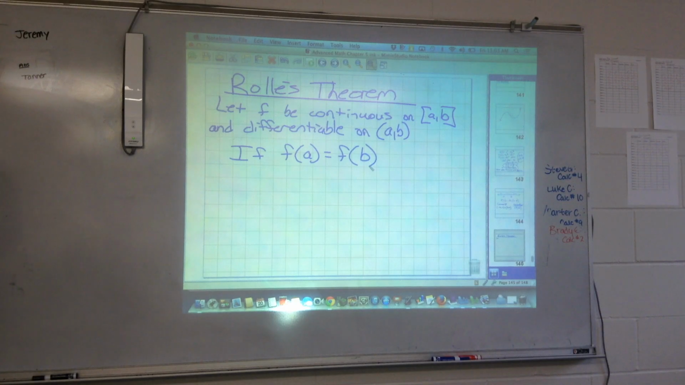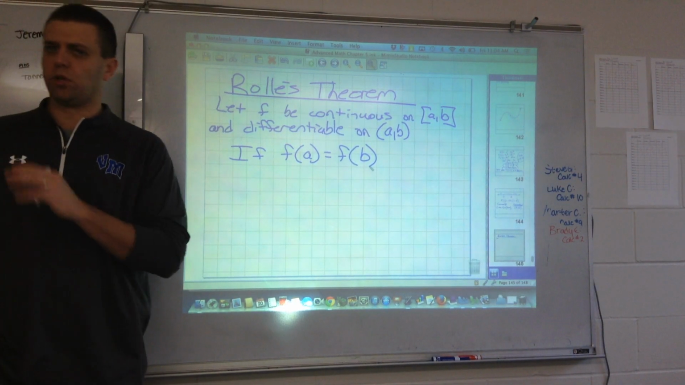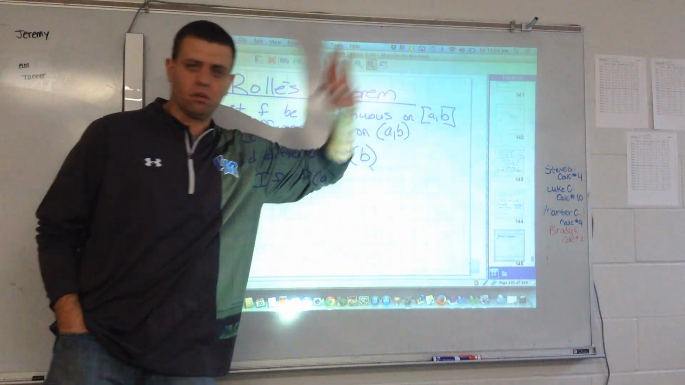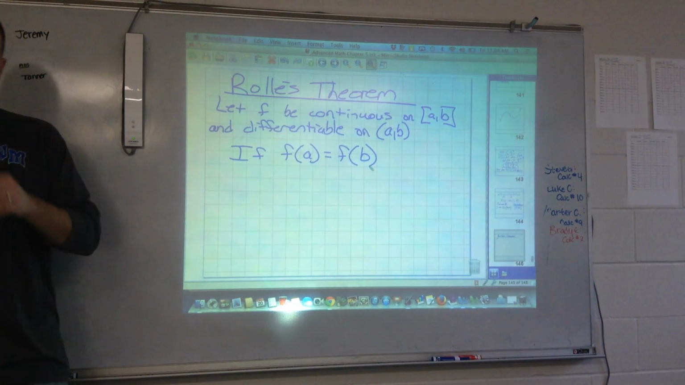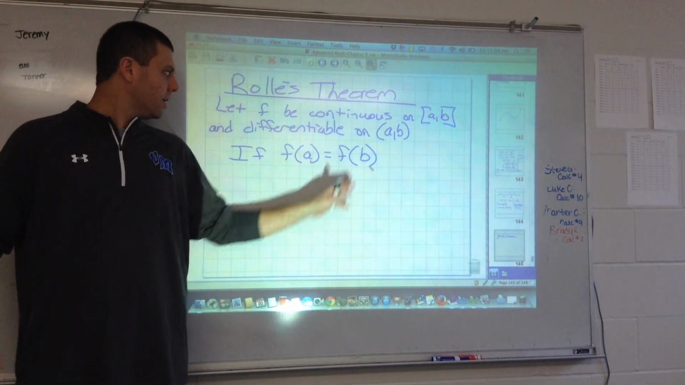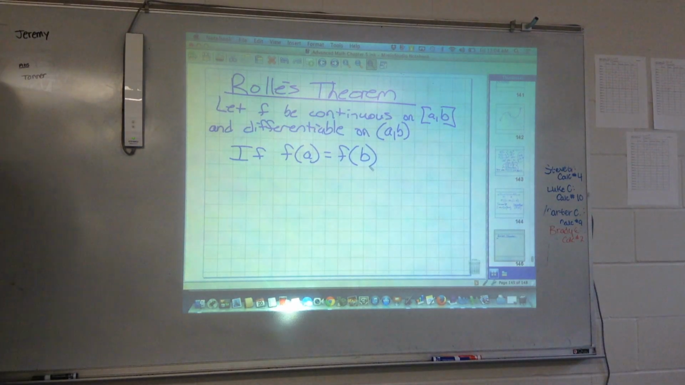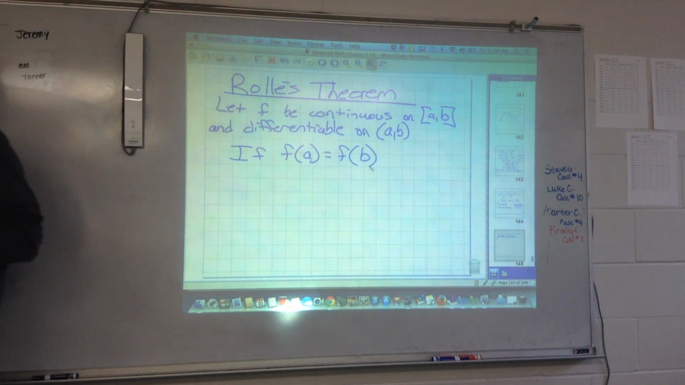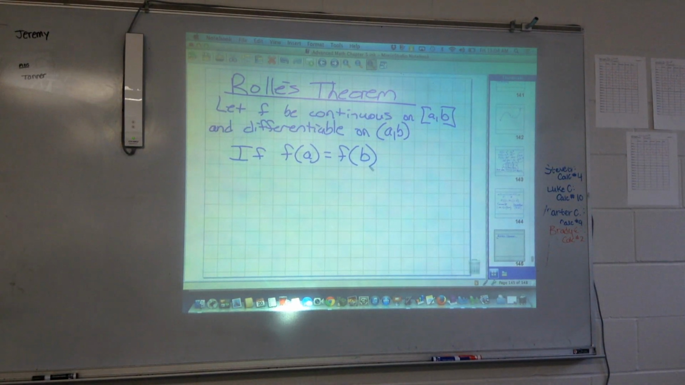Let f be a continuous function. Okay, so we got a continuous function. There's no breaks in it. There's no asymptotes. Okay, it's a continuous function on a closed interval, on any closed interval. And between the outsides, between a and b, it's differentiable, meaning there are no sharp points. You can find the derivative on any value between a and b. So you got to kind of have that in mind.